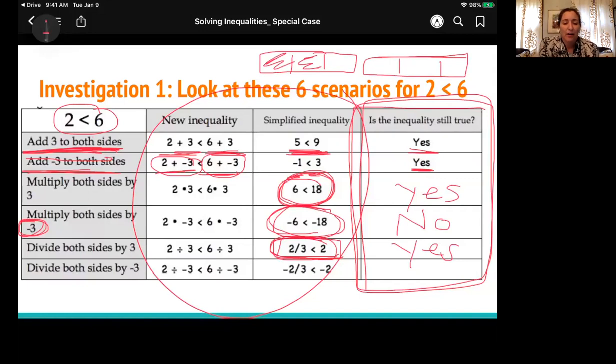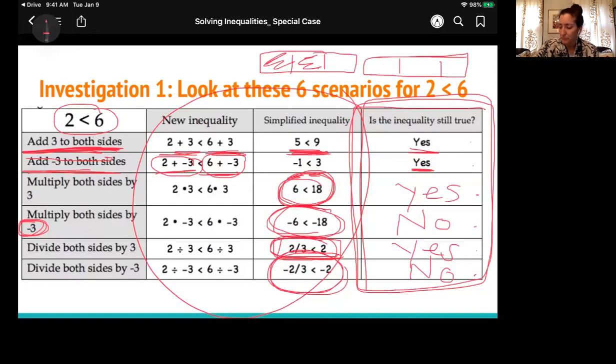All right, and how about the last one? Negative 2/3 is less than negative 2. Is that true? This last guy here, negative 2/3 is less than negative 2. Is that true? No, that is not true. So I've got yes, yes, yes, no, yes, no.